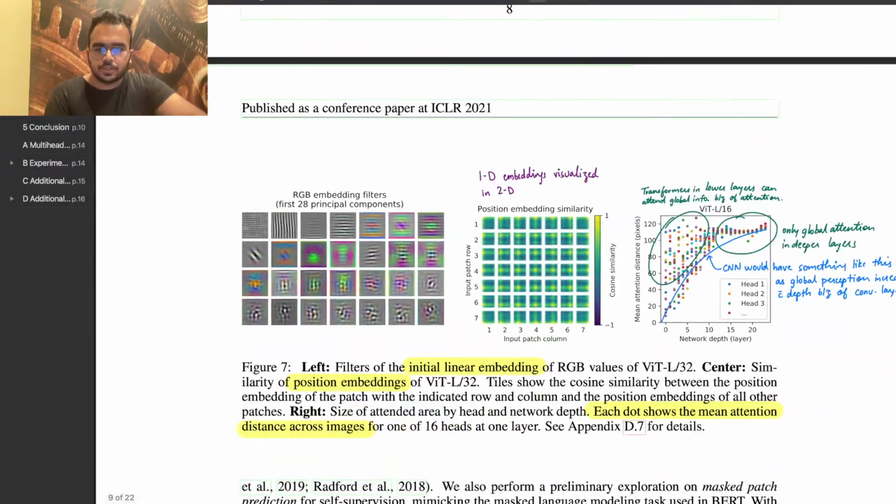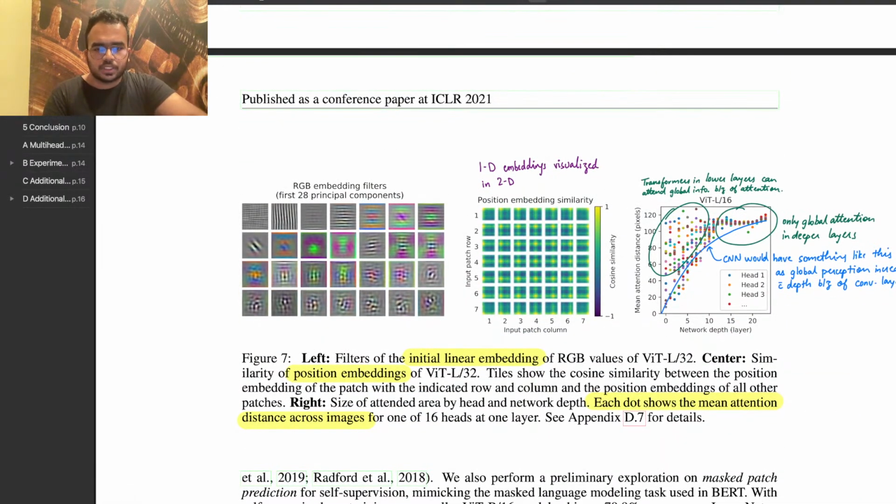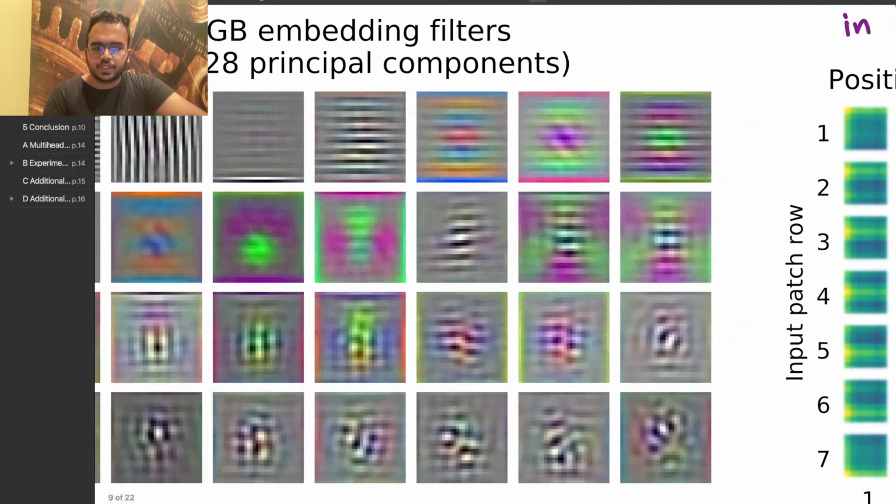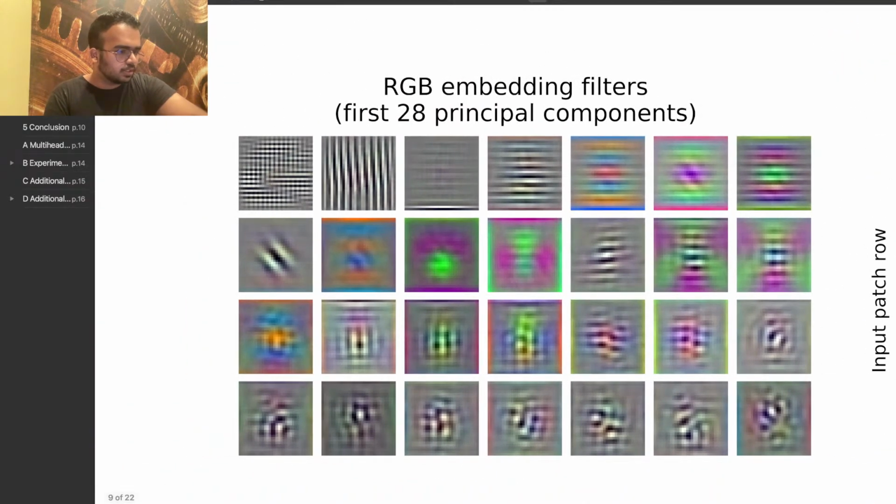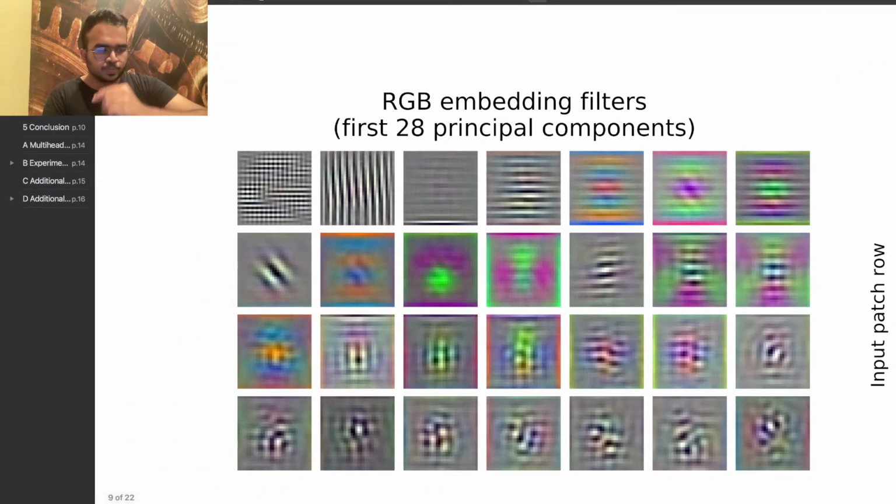And yeah, these are a couple of very insightful images right here. This first one shows the filters that these transformers learn, the RGB embedding filters, and they apply principal component analysis to them.